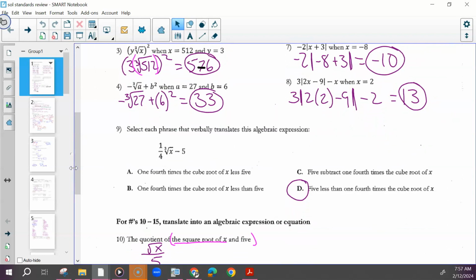Number 9, the answer should have been D. A was close, but for 1/4 times the cube root of x less 5, all of that, the cube root of x less 5, all of it would have been underneath the cube root instead of it being outside. So D was the correct answer for that one.